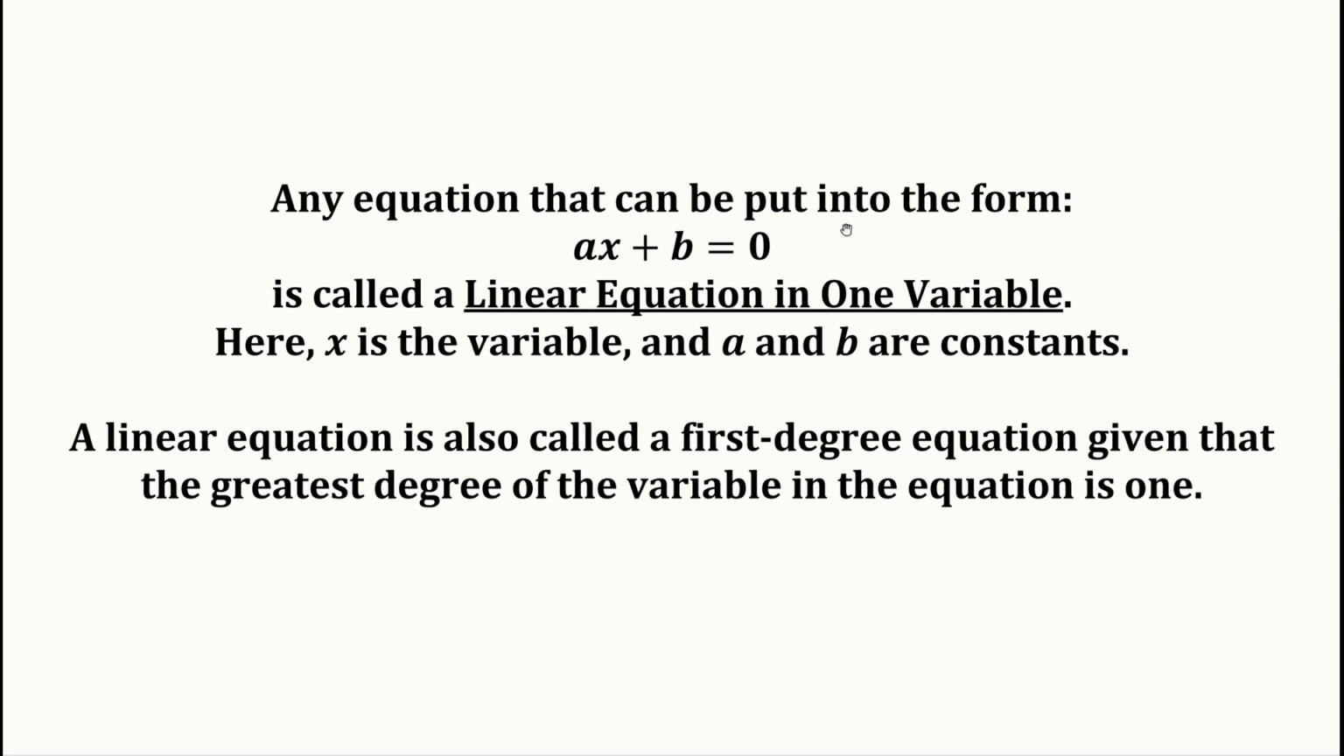Any equation that can be put into the form ax plus b equals 0 is called a linear equation in one variable. Here, x is the variable and a and b are constants. A linear equation is also called a first degree equation, given that the greatest degree of the variable, which in this case is x, is 1. So you won't see any x squared or anything like that if x is the variable in a linear equation.